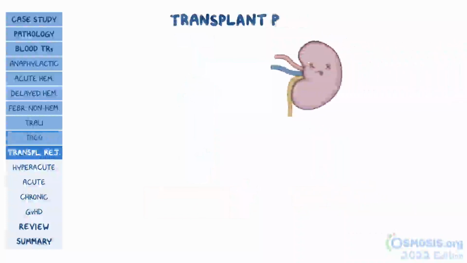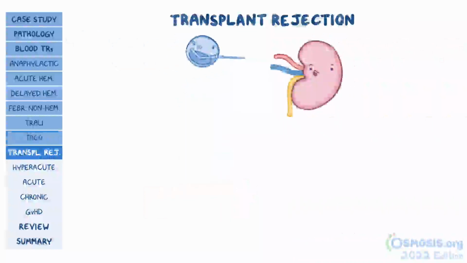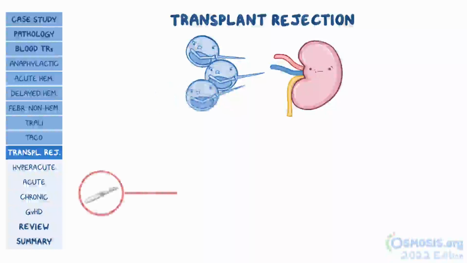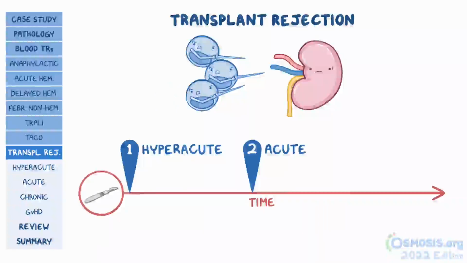All right, let's switch gears and talk about transplant rejection, which is when the recipient's immune system attacks the transplanted organ. For your tests, you need to know that there are 3 types of transplant rejection based on their rapidity of onset. These are hyperacute transplant rejection, acute transplant rejection, and chronic transplant rejection.